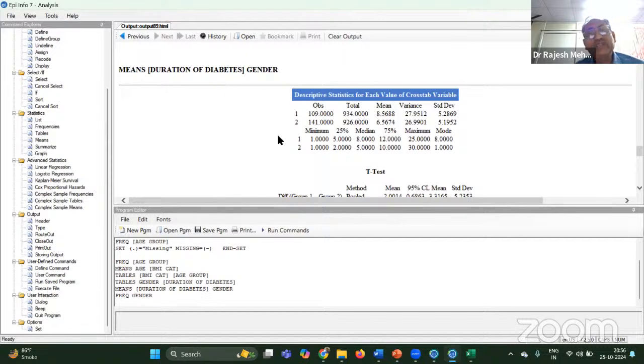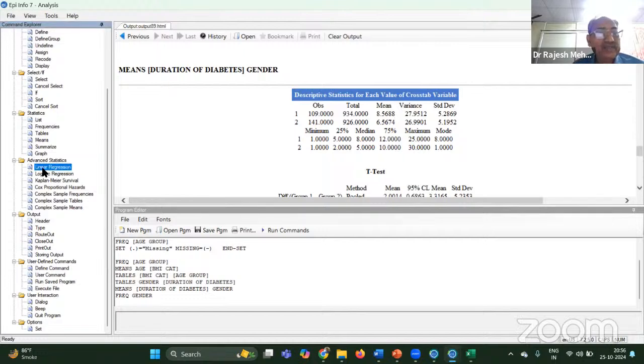Doctor, do you know what is 1 and what is 2? Can you tell me that? Is 1 female or is 2 female? Can you tell me that? Then we can have a better interpretation.